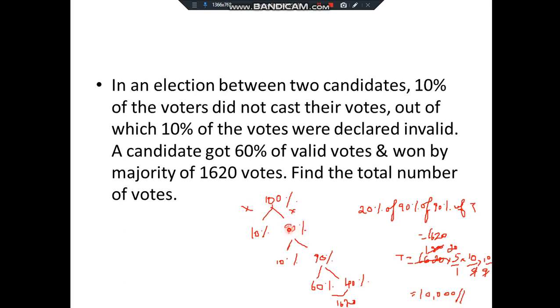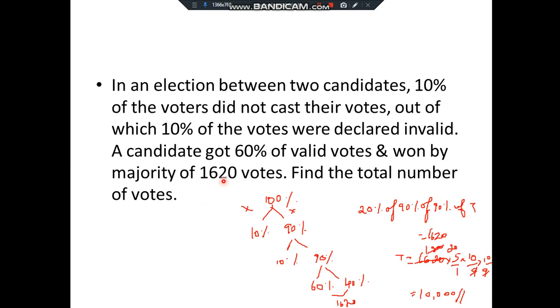Okay. Again, next, see, out of which 10% of the votes were declared invalid. So 10% invalid means how many percentage valid? 90% valid. Okay. In that, a candidate got 60% of valid votes. So another candidate would get how many valid votes? 40%, right? Now you understood the concept? Yes. And won by a majority. See, that is the difference between the previous and this question.